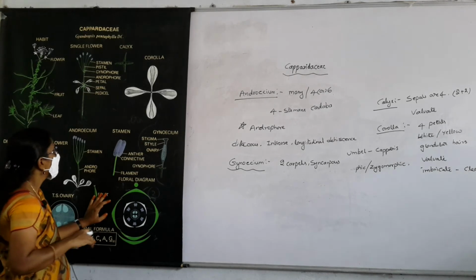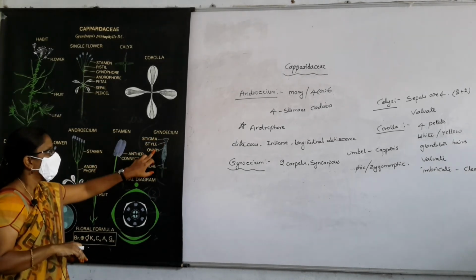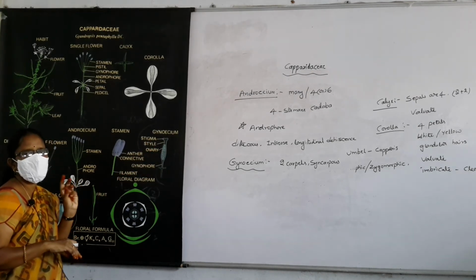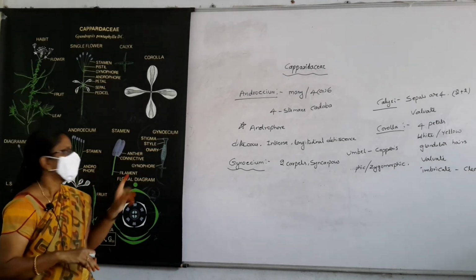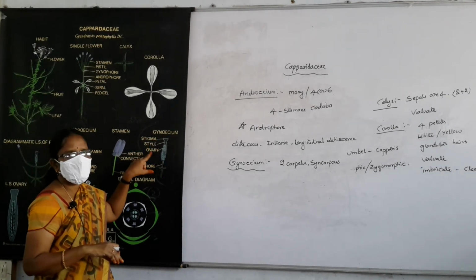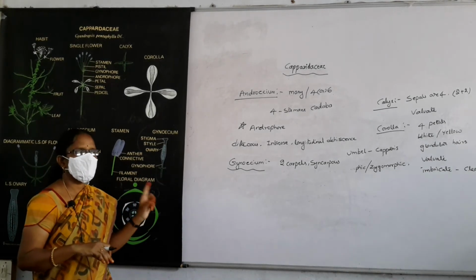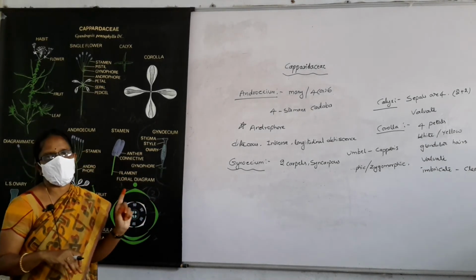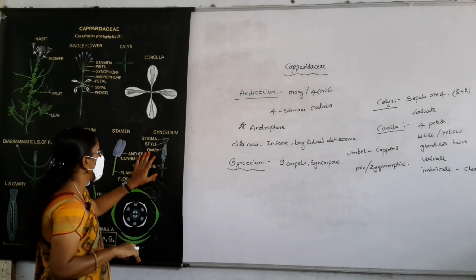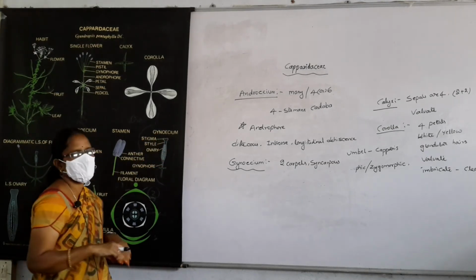And next, this is the gynoecium. Gynoecium consists of the ovary, style and stigma. Each carpel mainly consists of 3 parts: ovary, style and stigma. In Capparidaceae family plants, 2 carpels are present. These 2 carpels are fused carpels, syncarpous means fused, and the fused carpels consist of the ovary, style and stigma.